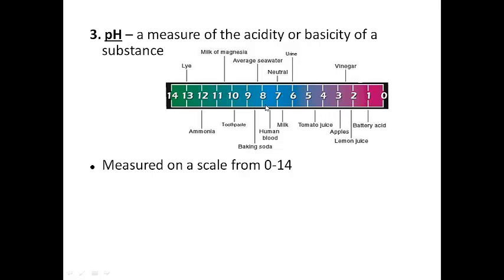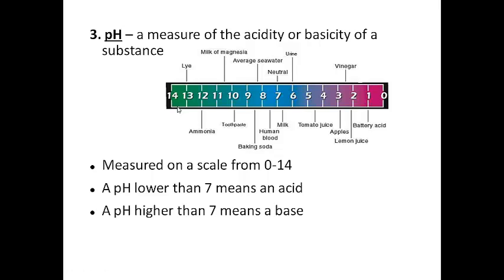As we work away from that, toward the middle, 7 is neutral, and 14 is a base. So we're moving from strong acid, weaker acid, to neutral, weak base, stronger base, all the way to a very strong base. So a pH lower than 7 means it's an acid. A pH higher than 7 means it's a base, and right at 7 means it is neutral.